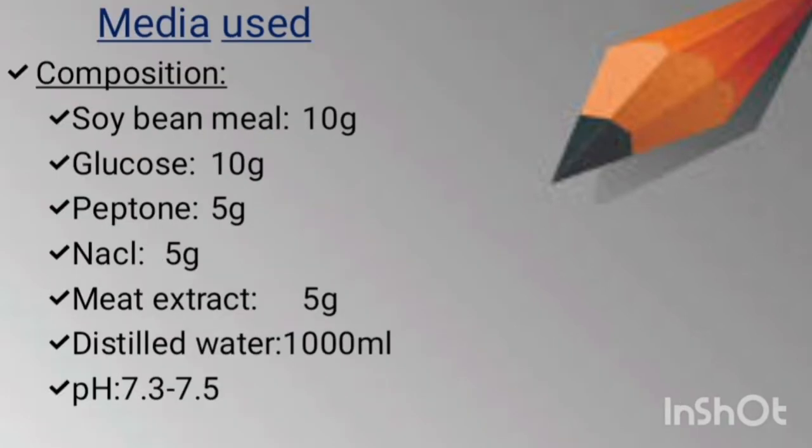Next is the media used for the fermentation process. The media composition is given here. Soybean meal 10 gram, glucose 10 gram, peptone 5 gram, sodium chloride 5 gram, meat extract 5 gram, distilled water 1000 ml, and the pH range 7.3 to 7.5.